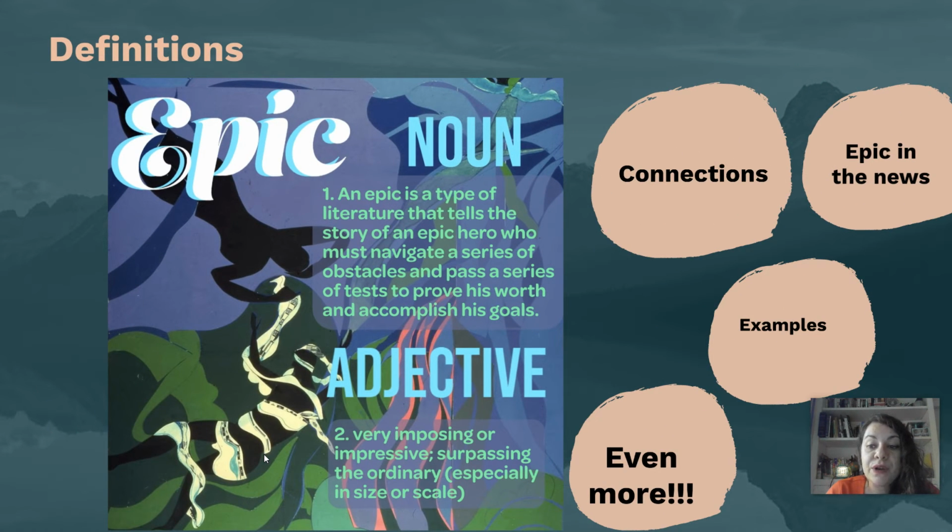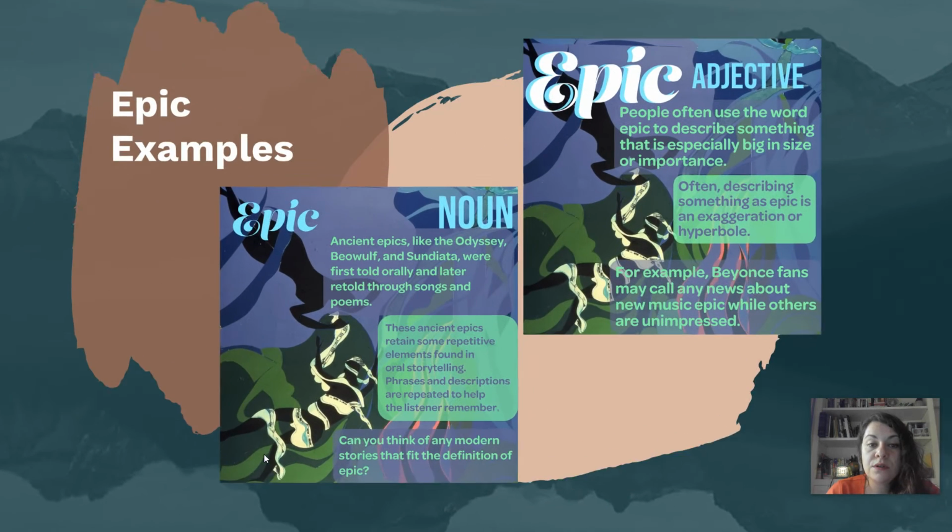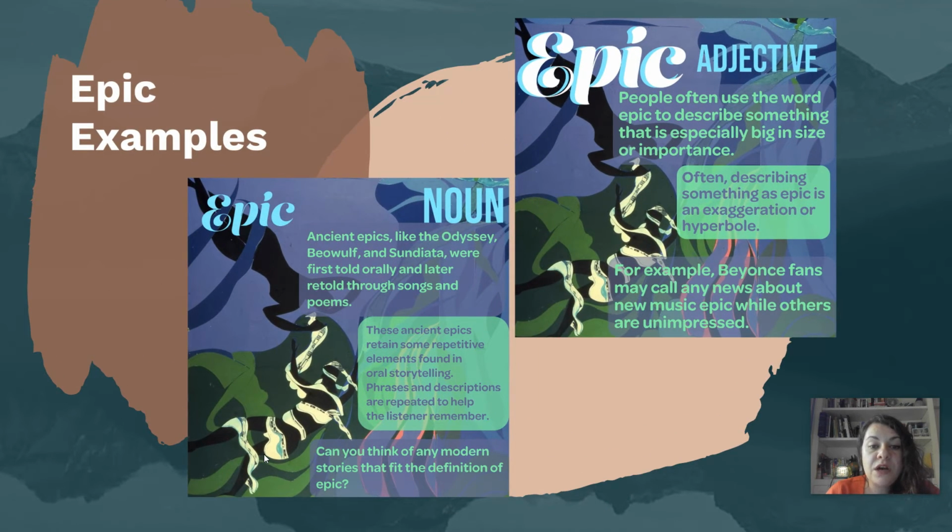All right, so here's some examples. Like we already talked about, we're familiar with the idea of epic as the type of literature, the Odyssey, Beowulf, Sunjata. Just one characteristic that we'll notice as we read is that all of these ancient epics were originally told orally. So they have repetitive elements like when you're listening to a story. So that's something that we will consider as we read.